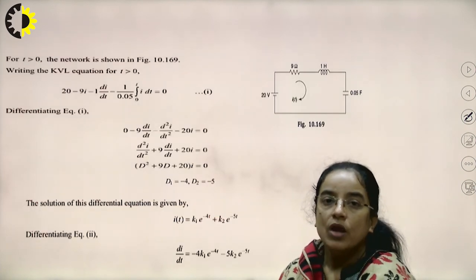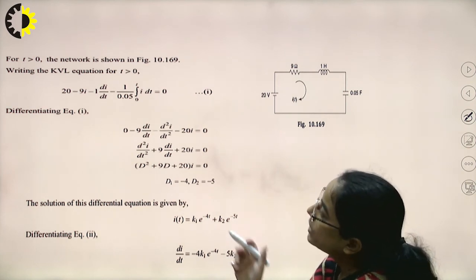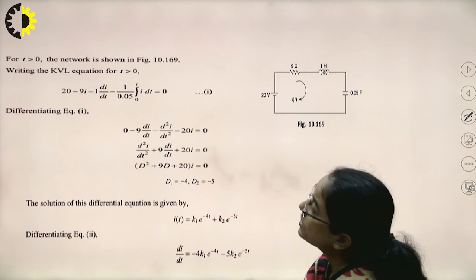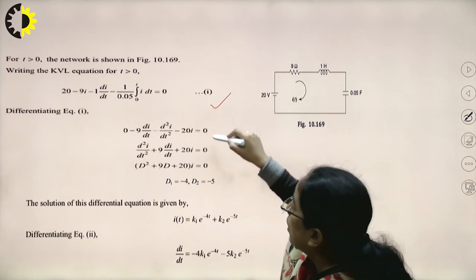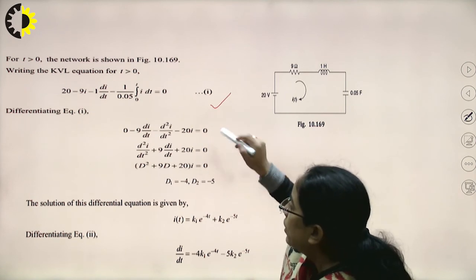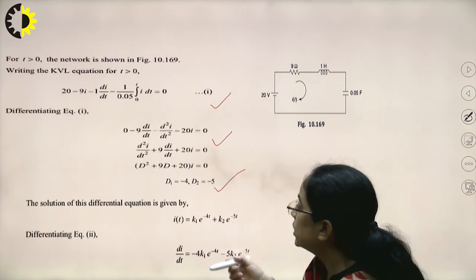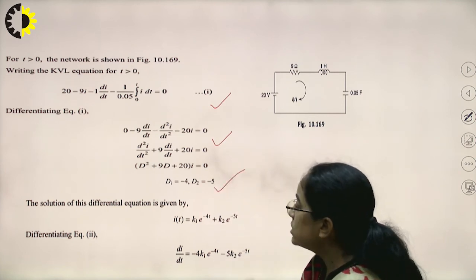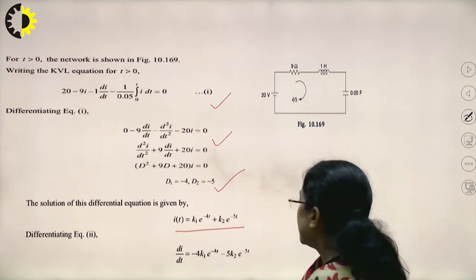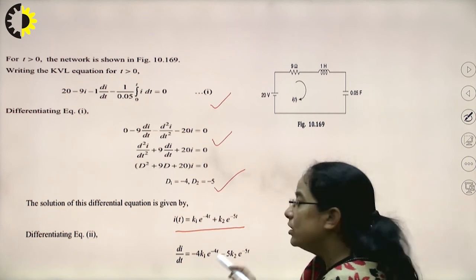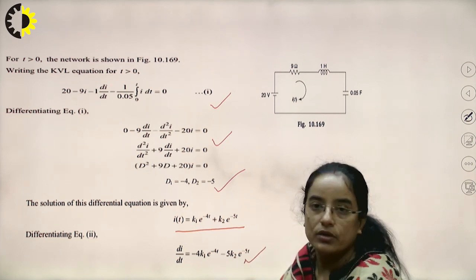Now we can write the simple integral differential equation: 20 minus 9I minus 1 di by dt. This is the integral differential equation, so we will differentiate it and calculate the values. Two roots are there, D1 as minus 4, D2 as minus 5. So the solution is i equal to k1 e to the power minus 4t plus k2 e to the power minus 5t. Now we differentiate this, and this is the equation.